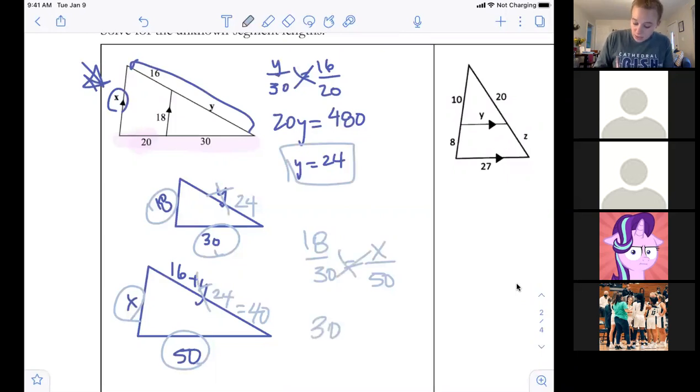But again, as we cross multiply, I get 30x equals 18 times 50, which is 900. And then 900 divided by 30 is 30.